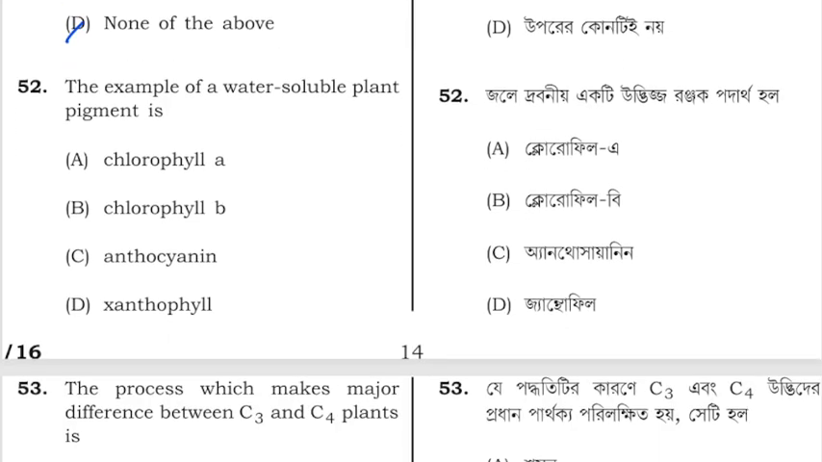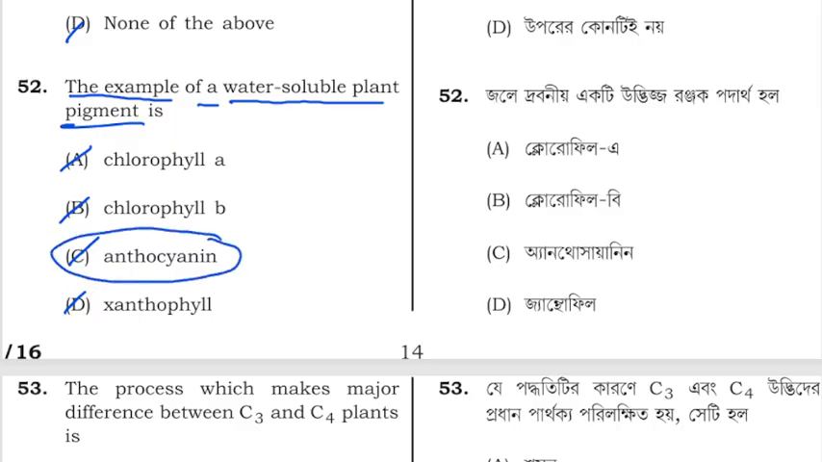Next question is, the example of a water soluble pigment, the pigment that can be dissolved in water. A is chlorophyll A, B is chlorophyll B, C is anthocyanin, D is xanthophyll. So among them, option C, anthocyanin, is water soluble, can be dissolved in water.